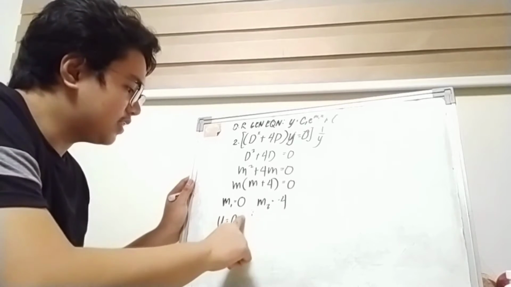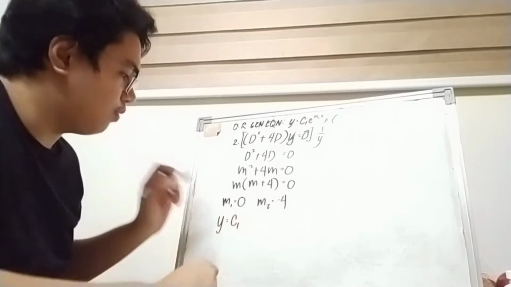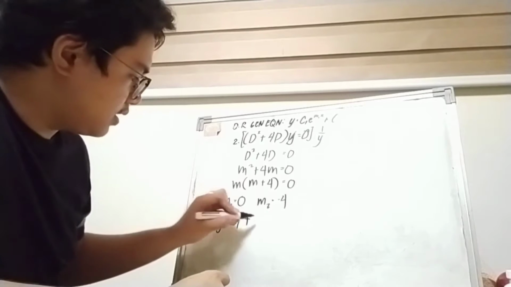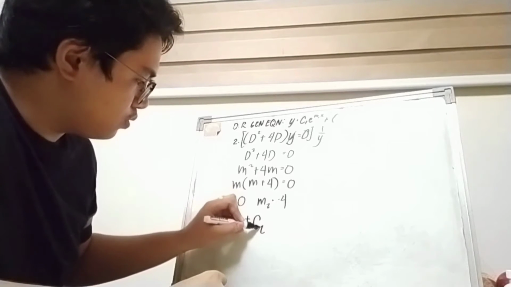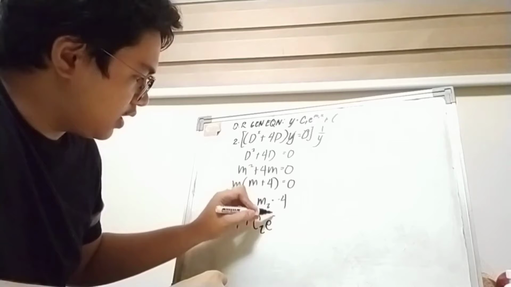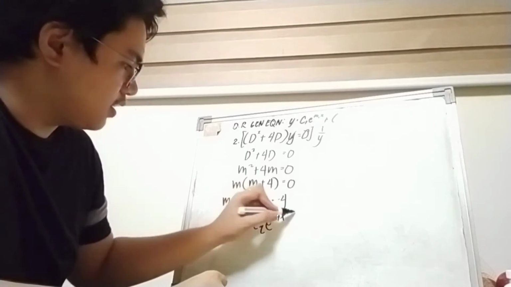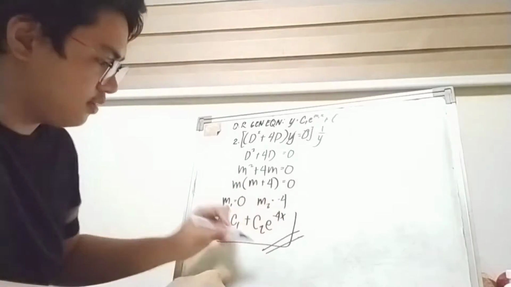So, bali, ang magiging sagot na lang natin dyan is c sub 1 plus c sub 2 times e raised to negative 4x. Yan na yung final answer natin.